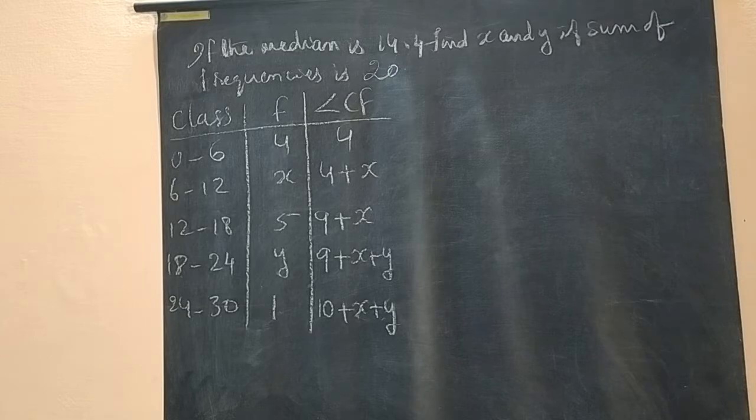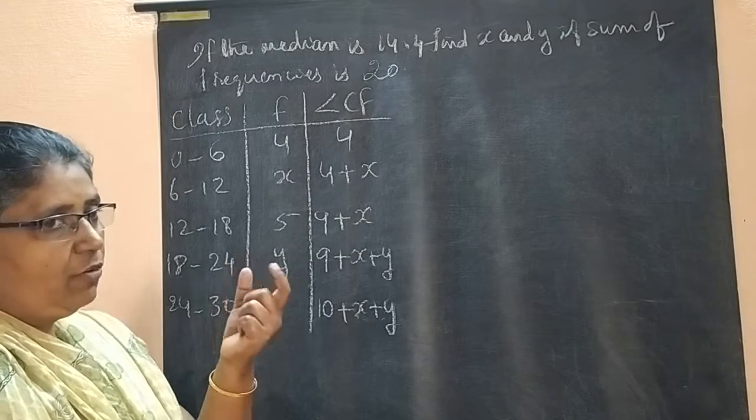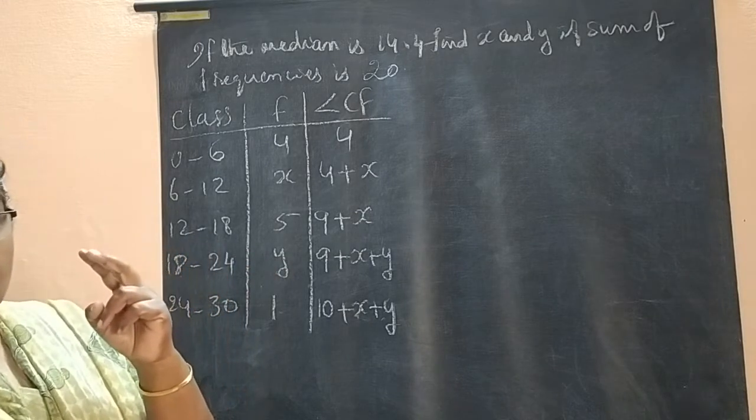So after preparing less than CF, for finding two variables x and y, we require two equations.